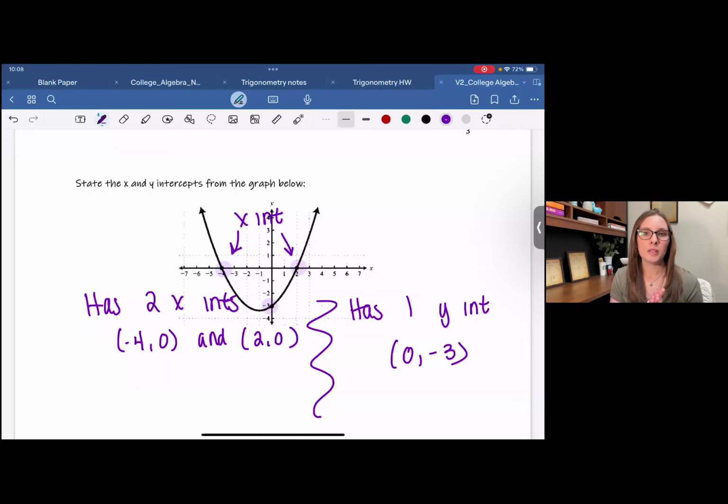Since this one is non-linear, this is actually quadratic, we call it a parabola. It is crossing the x-axis 2 times. So we actually have 2 x-intercepts. One is at -4, 0, and one is at 2, 0, sorry. And then it has 1 y-intercept. It crosses the y-axis 1 time. And that is at 0, -3. And that's all you have to do.